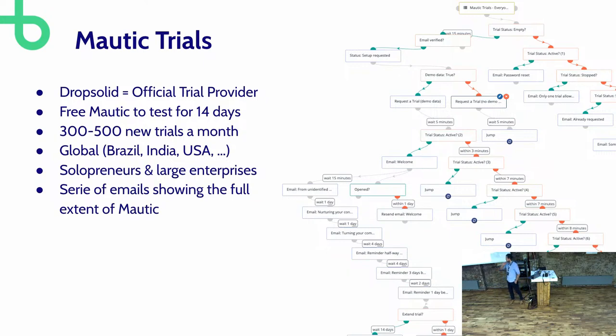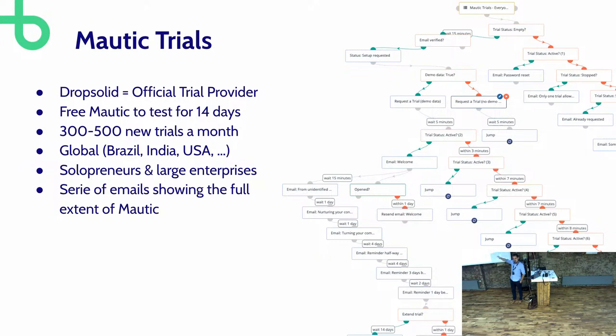It's running really well: we get between 300 to 500 new trials a month. Biggest countries are Brazil, India, USA. What you actually see here is the free trial, what you run through if you do the free trial, configured with Mautic itself.